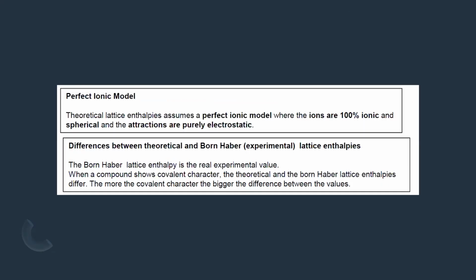And why is there a difference between the theoretical and the Born-Haber values? Because theoretically we consider ions to be perfect spheres, but practically that does not happen. There is a distortion, a polarization, of the negative ion, and due to this distortion the lattice energy increases as ions come much closer to each other. So Born-Haber or experimental values are always higher as compared to theoretical.